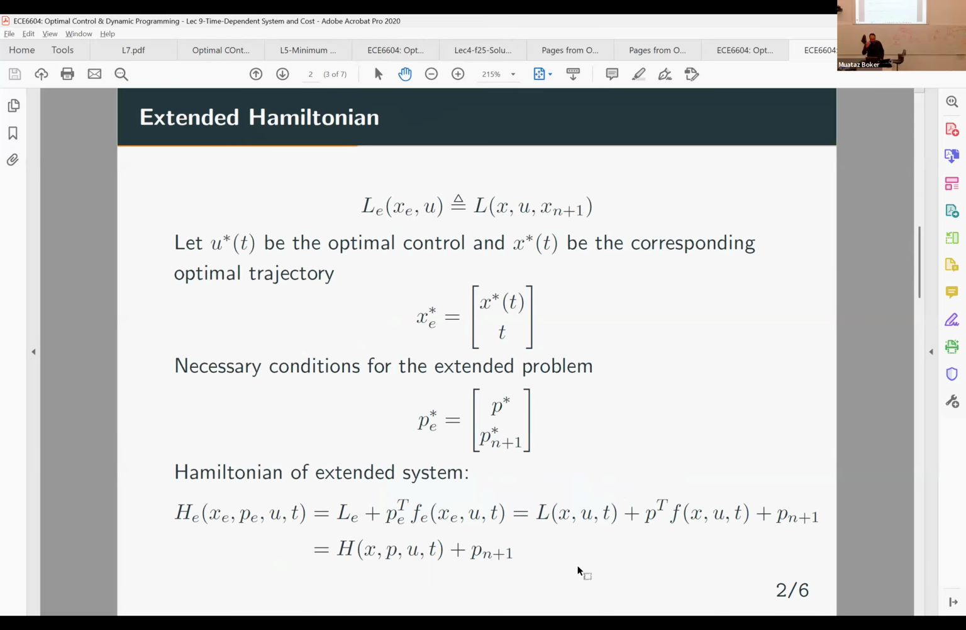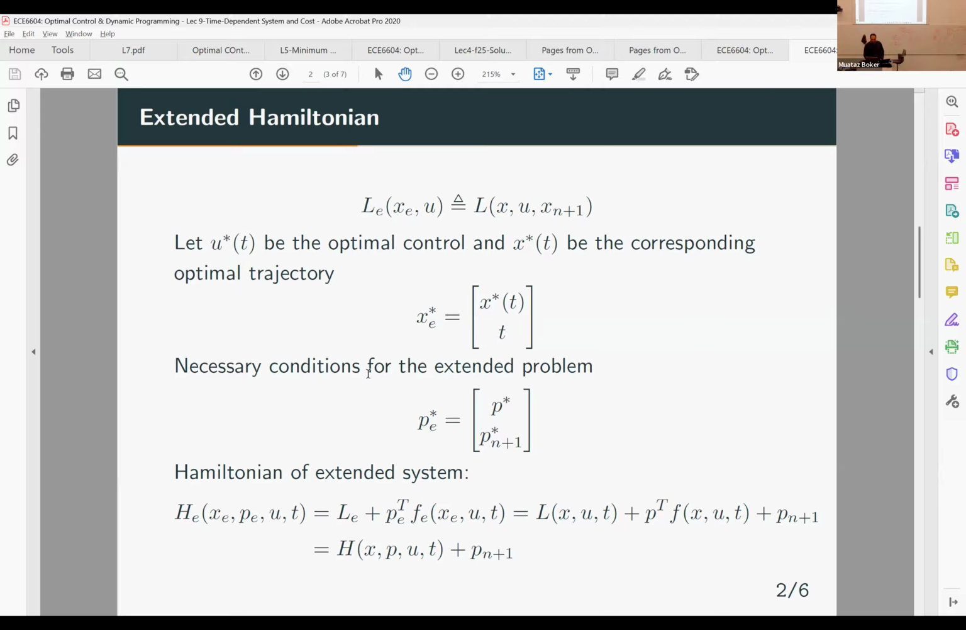Okay, so in this case, we define the updated cost. We call it LE, right? In this case, it's going to be a function of x, u, and x of n plus 1. And if you let u star be the optimal control and x star be the corresponding optimal trajectory, then the optimal trajectory is going to be equal to x star and t.